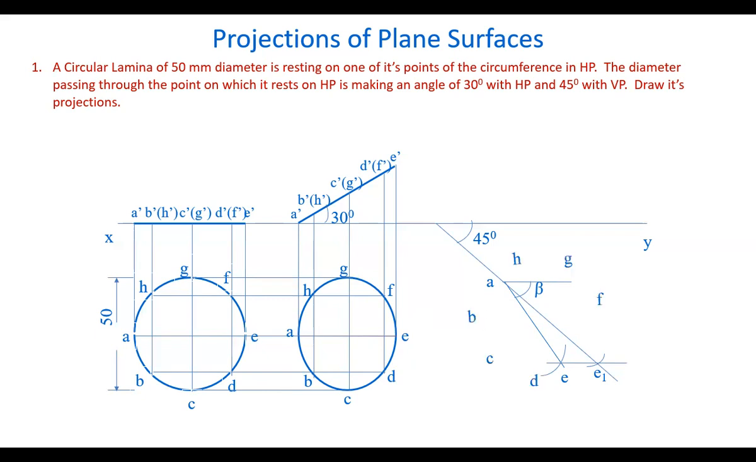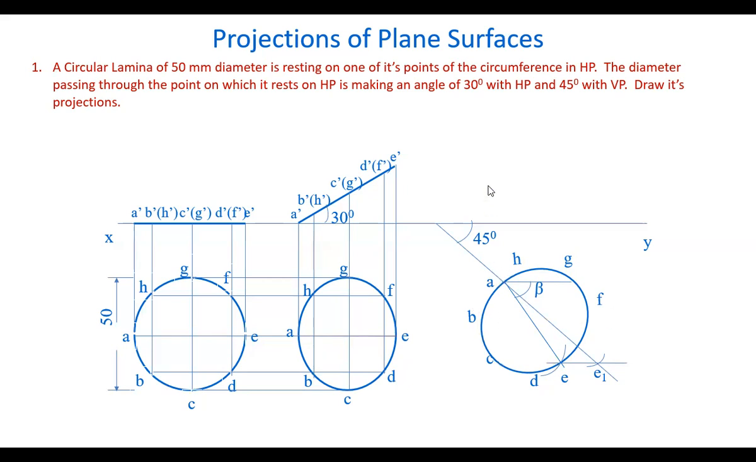Likewise, you get all the other points. Join all these points by a smooth freehand curve. That means we are reproducing the same top view here. The same top view is reproduced here such that this AE has now come to this AE position at this beta angle.